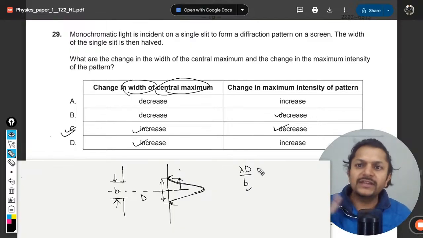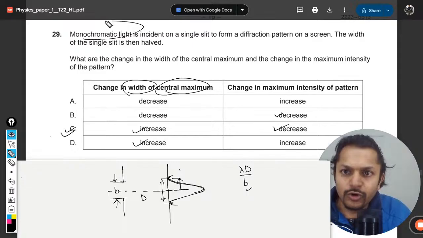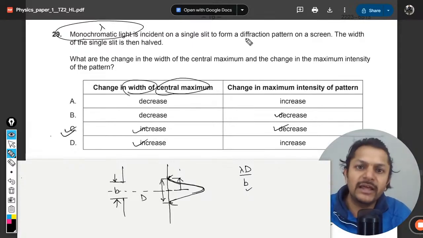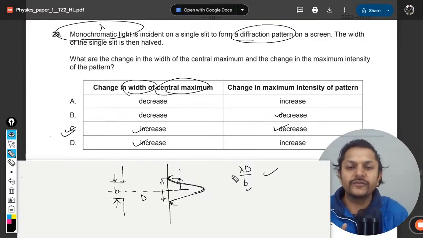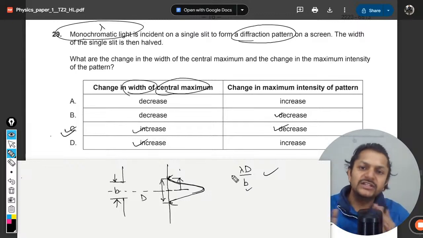So these are the two things that we are going to use. It is monochromatic light, means wavelength is lambda. There is only one wavelength, and it is a diffraction pattern, so we would be using the formula lambda D by b. So this is how we do this question.